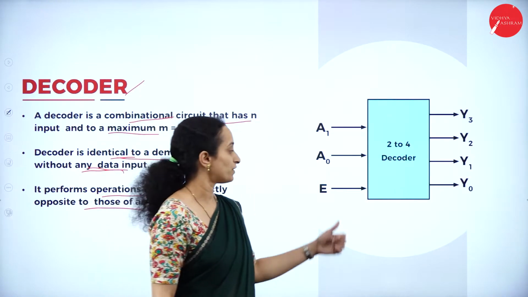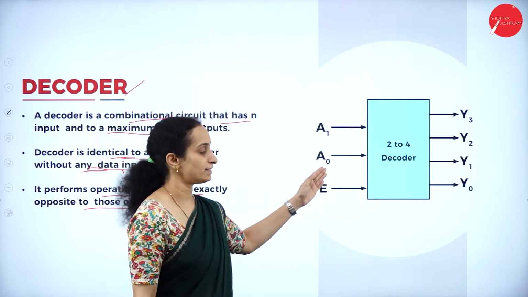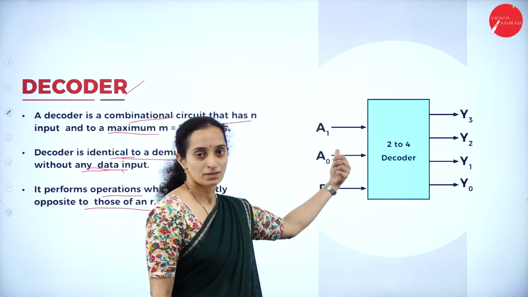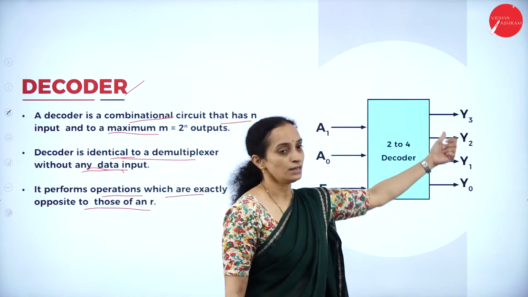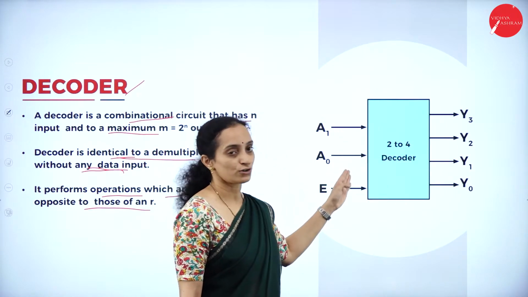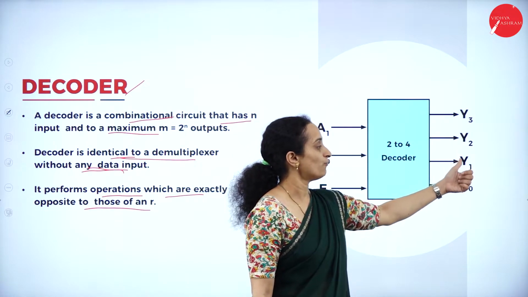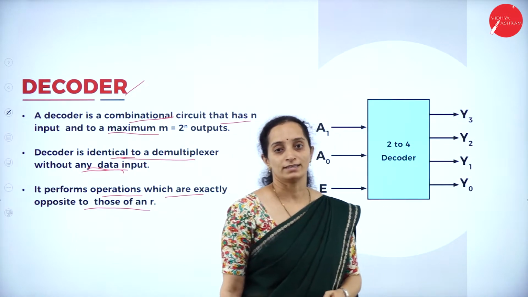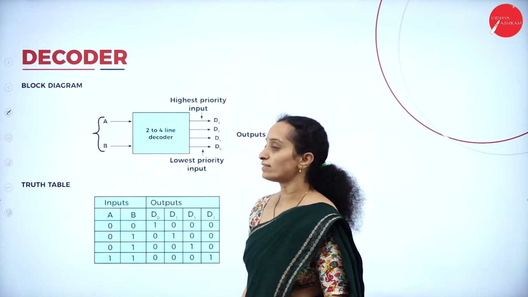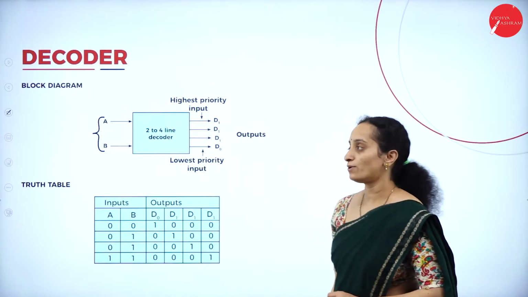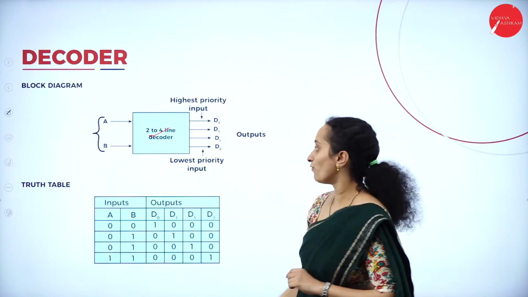In the diagrammatic representation of the decoder, we have 2 inputs, A1 and A0. This is the earth connection, which takes the electricity to the earth, and 4 outputs. For 2 inputs, we will get 4 outputs, that is Y0, Y1, Y2 and Y3. Here we have the block diagram of the decoder. We have a 2 to 4 line decoder, 2 inputs, 4 outputs.